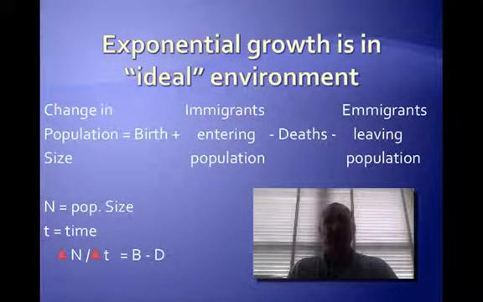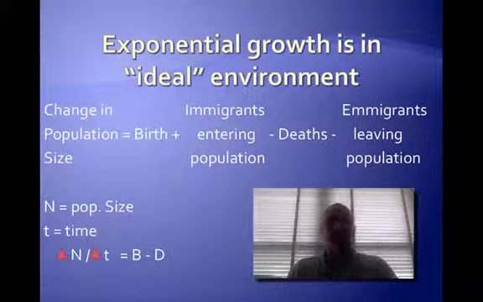Now, an ideal environment is one that has the maximum amount of food, shelter, water, any provisions that a population needs. It has no limiting factor whatsoever. The population will grow exponentially. Now, what exponentially means is it will grow uncontrollably.